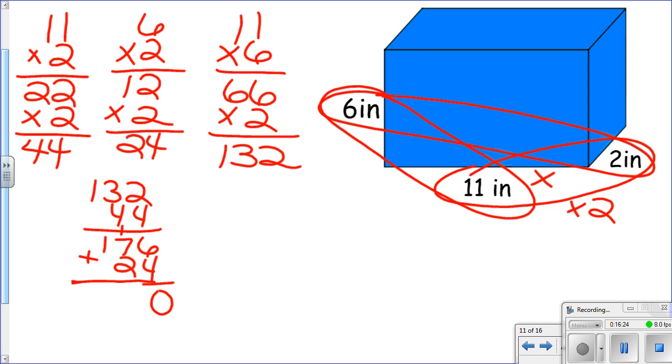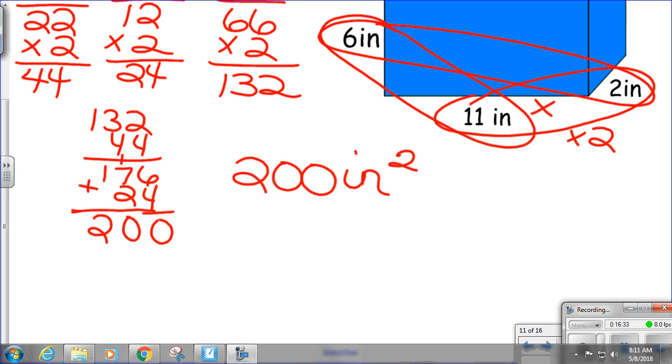Not only for your sake, but for my sake. 200 inches squared. You will also be asked to draw a net on one of the questions. How do I draw a net of a three-dimensional rectangular prism? You draw a bunch of rectangles.